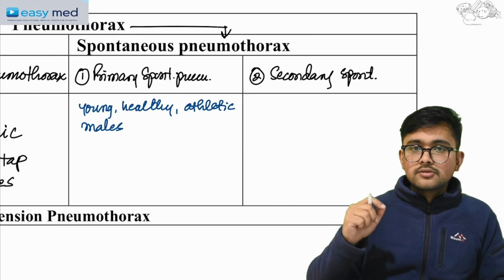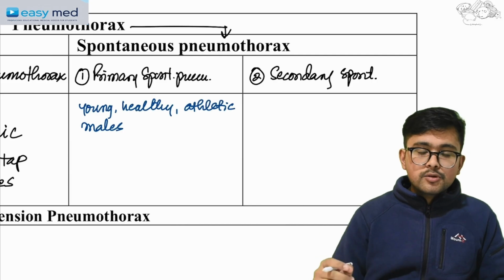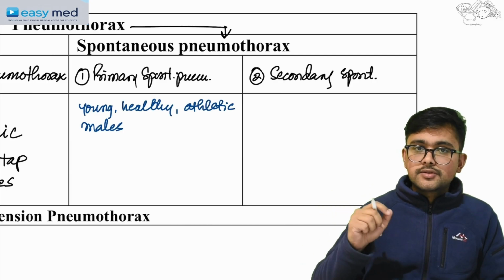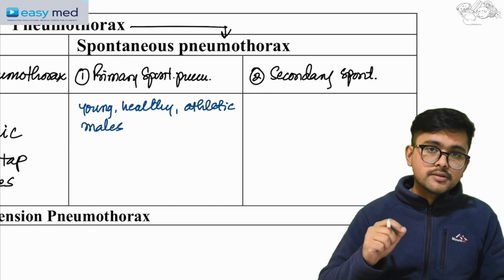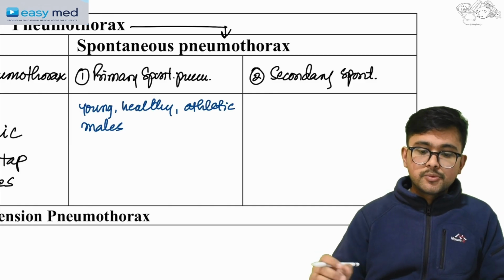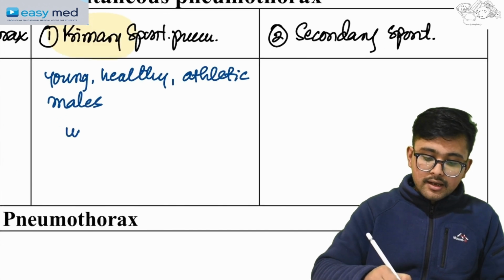So if any young, tall, athletic male, typically while playing basketball, but while playing any sports usually involving raising of their hands, develops sudden onset of chest pain followed by shortness of breath, they're trying to tell you that this person has developed primary spontaneous pneumothorax. What does this term primary mean? Primary means the underlying lung is healthy.